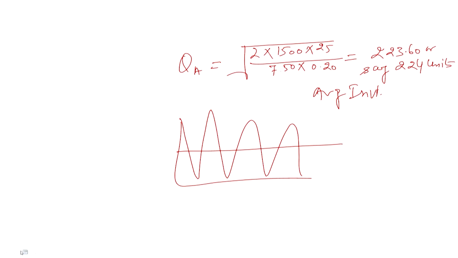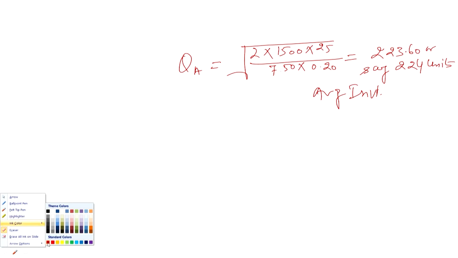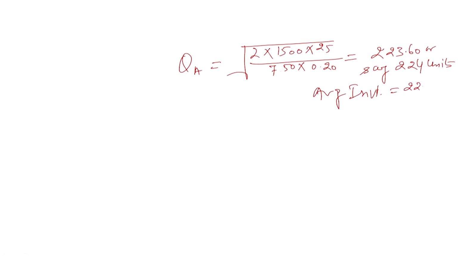So, now we will have to find out the average inventory here. What is average inventory here now? Average inventory is 224 divided by 2, so it will be 112 units. So, earlier when we had 224 as the total requirement, what was our cost? Annual demand is how much? 1500 units. Annual demand is this much, Q level, EOQ level is 224.